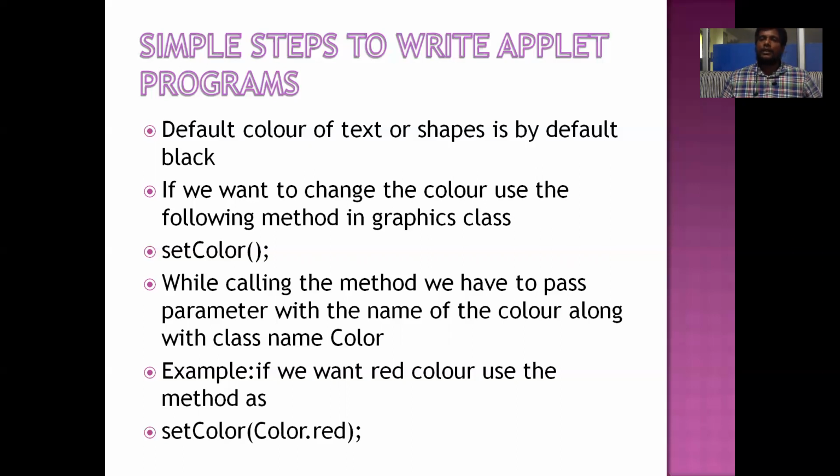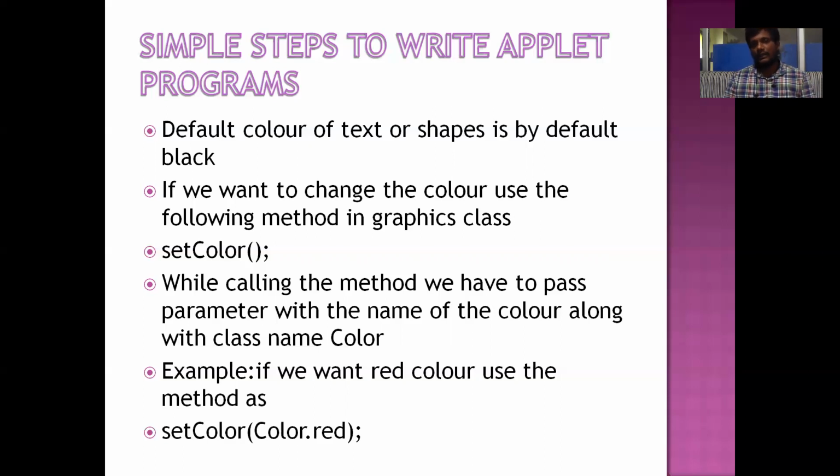So in order to set the color on the applet, we are going to use the setColor method. And in order to access different colors, we have to mention the name of the color along with the Color class name. For example, if I want green color, I have to mention Color.green. If I want pink color, Color.pink. If I want yellow color, Color.yellow.